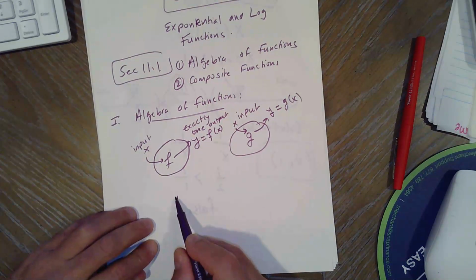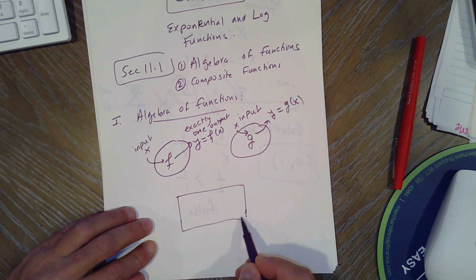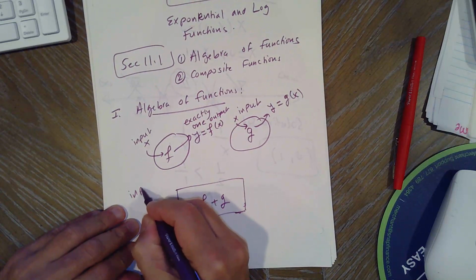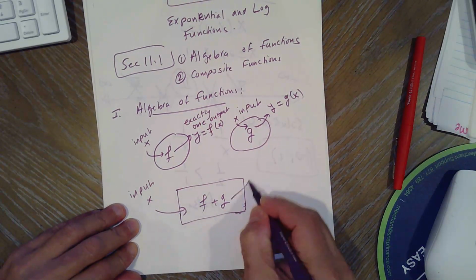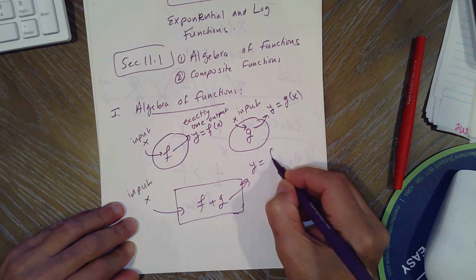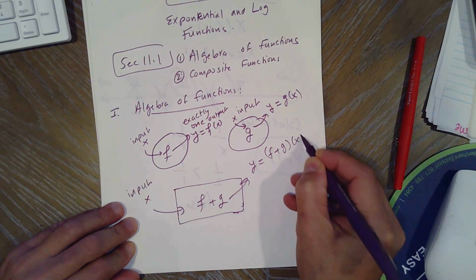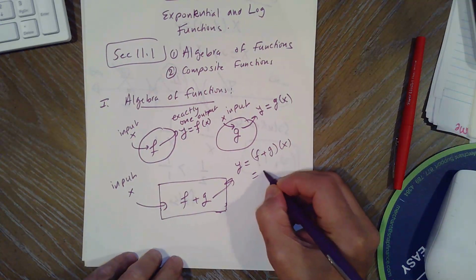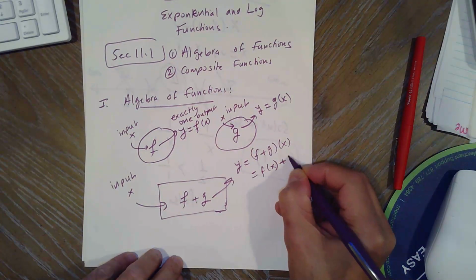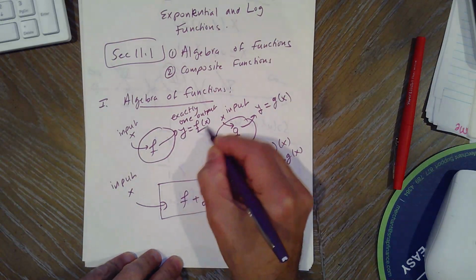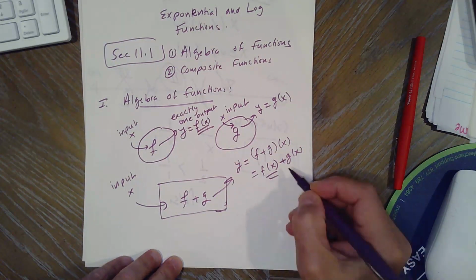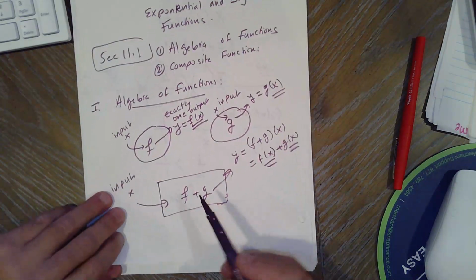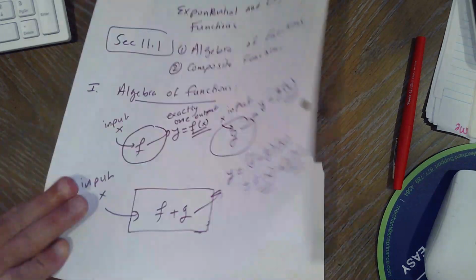Now if we want to make up a new machine, that new machine we're gonna call f plus g, and we want to input x in there, and we're gonna get an output y, which is f plus g of x. But what is that f plus g of x? By definition, the way we want it, it's gonna be defined as f of x plus g of x. What is f of x? It's the y value that you get from f. What's g of x? It's the y value that you get from g. And we can do the same thing for minus, times, and division.